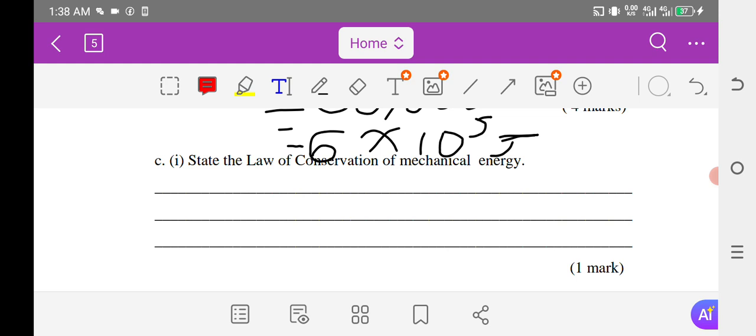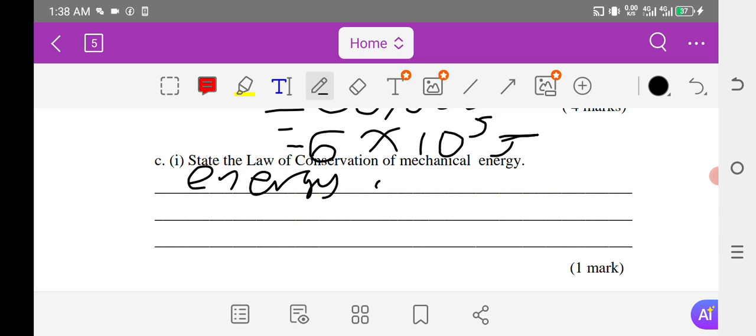Part C. State the law of conservation of mechanical energy. The law of conservation of mechanical energy states that energy is neither created nor destroyed, but changes from one form to another. Or energy cannot be created or destroyed, but changes from one form to another. Yes, that's the law of conservation of energy.